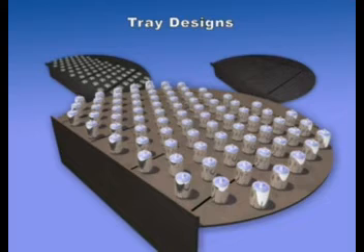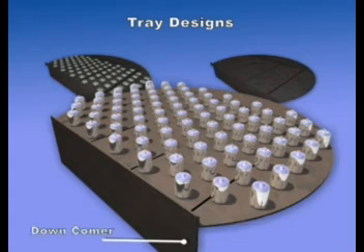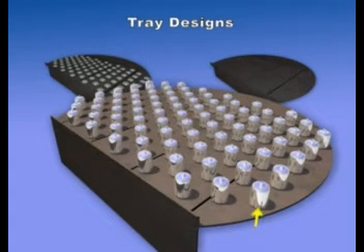Other tray designs typically include the basic components we discussed. It will have a weir to maintain the appropriate liquid level on the tray. It will also have a downcomer, and it will have a mechanism for vapors to enter and make contact with the fluid. The method we discussed was using bubble caps.